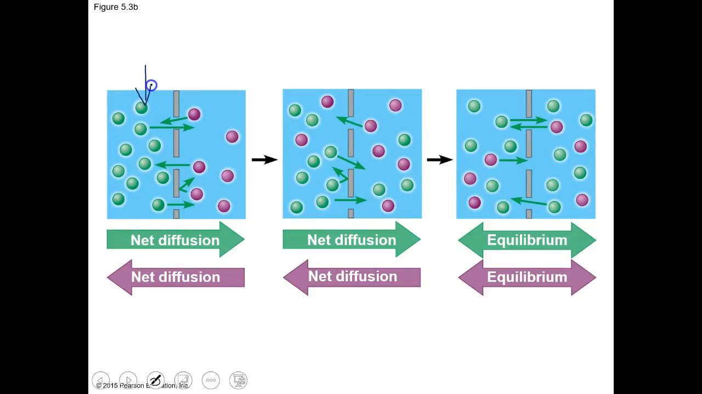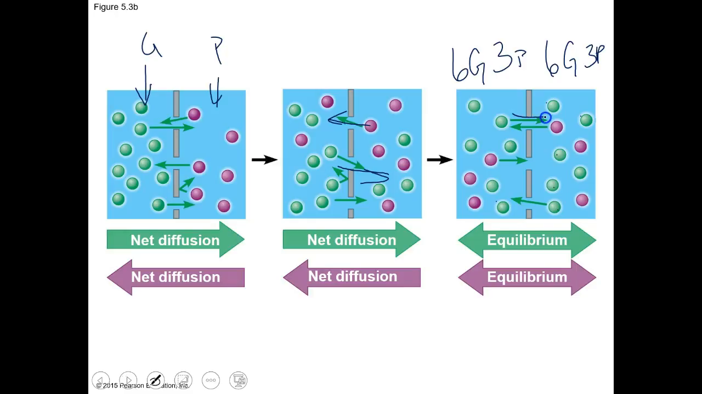So we start with our greens on this side and our purples over here. And what they'll do is they'll move across. Purples will go this way. Some of the greens will go this way. And eventually we'll have about the same. So if you notice, there's about 6 of the greens over here, 3 of the purples. Over here we've got 1, 2, 3, 4, 5, 6 greens, 3 purples. So it's about the same, and they'll move back and forth constantly, but overall it's going to stay about 6 greens, 3 purples on both sides. Okay.